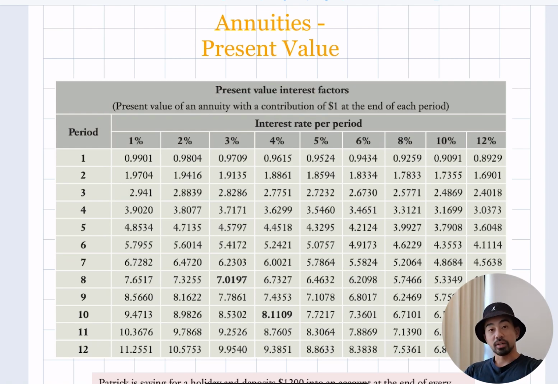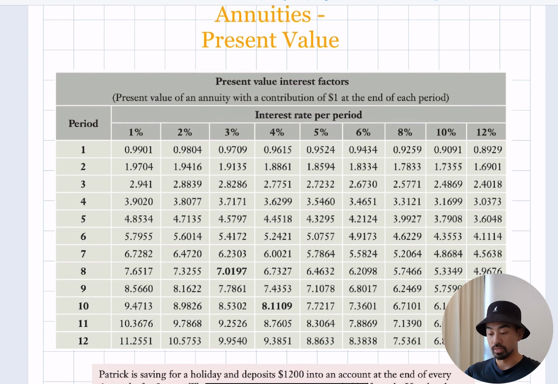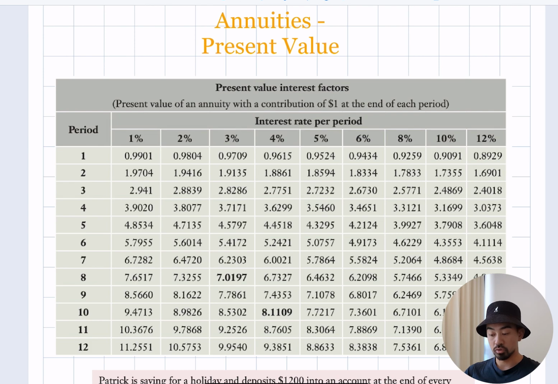All right, welcome back. So what we're going to be doing today is looking at some present value questions using the present value table, as you can see on my screen here. Quite similar to the future value table, you have your interest rates and you have your period. Now, I'm not going to go through in too much detail what all these individual interest factors mean, but I'm definitely going to make sure that you know how to use it.